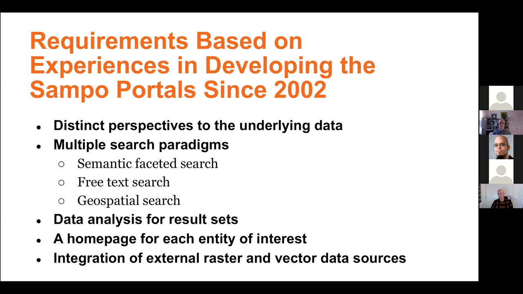But the basic idea is that the datasets are very big. We have to be able to provide the user different distinct perspectives to the underlying data. Then we have to be able to search using semantic faceted search, but also free text search and geospatial search. And we have to be able to do all kinds of data analysis for the results we get from these search paradigms. And then it has seemed to fit to create a homepage for each entity of interest in these datasets. And then we want to integrate all kinds of external data sources like maps.